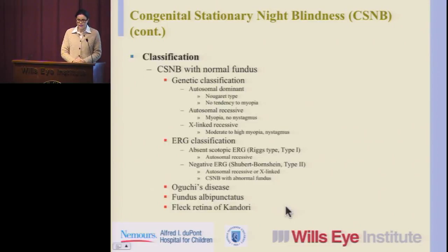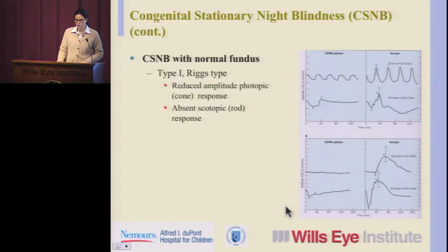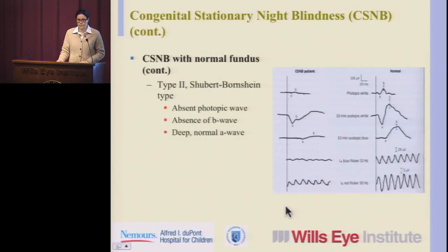ERG is, again, very helpful because it shows an absent scotopic response or even a negative ERG in the type 2 form. And then here, let me go to some other photos. So this is congenital stationary night blindness with the normal fundus, type 1, which shows a reduced amplitude of your cone response and an absent rod response. And type 2 shows the absent photopic wave and the absence of the B wave with a normal A wave.